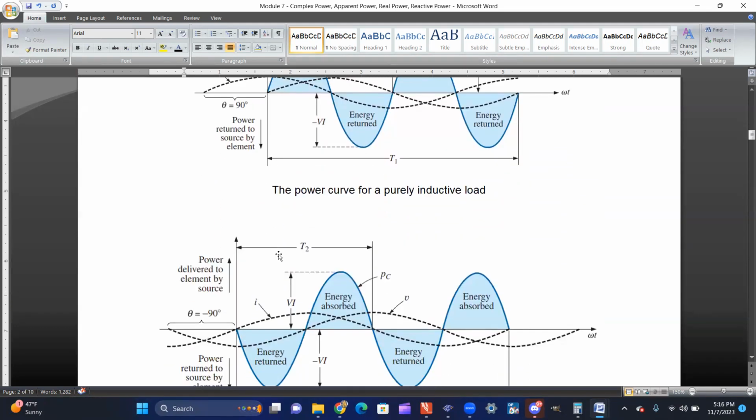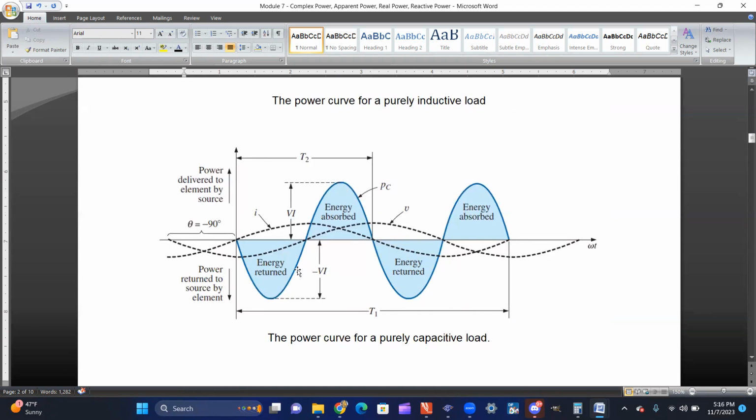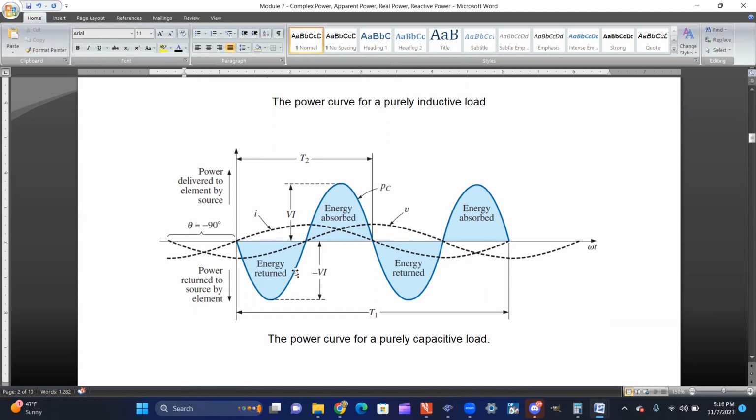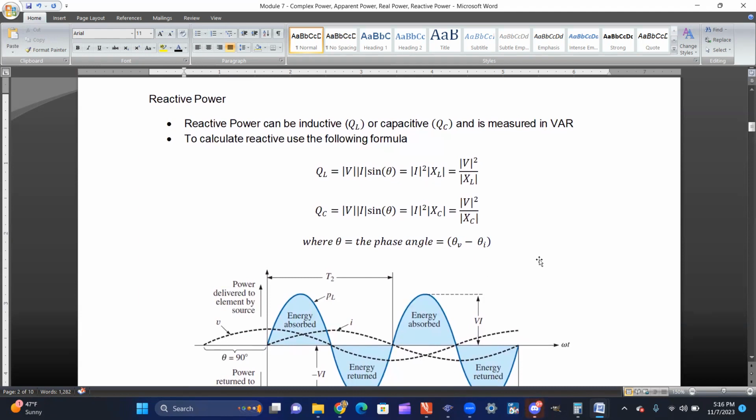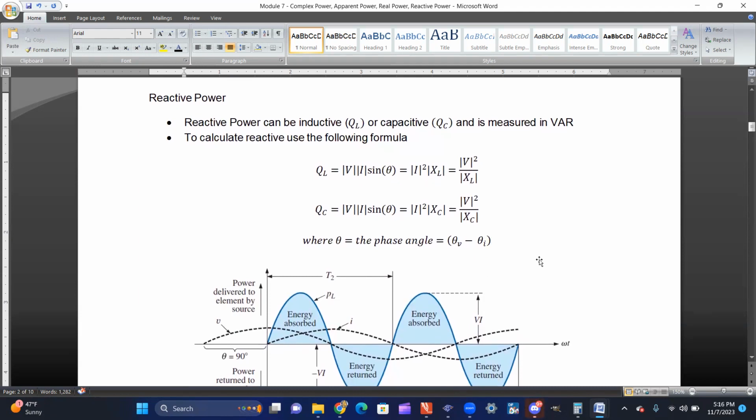And likewise for your capacitive circuit, as you can see, now your current is leading your voltage by 90 degrees. And the same thing happens when you take the average of what's being returned and what's being absorbed, you come out with zero average power. So average power for a capacitive or inductive load is equal to zero.